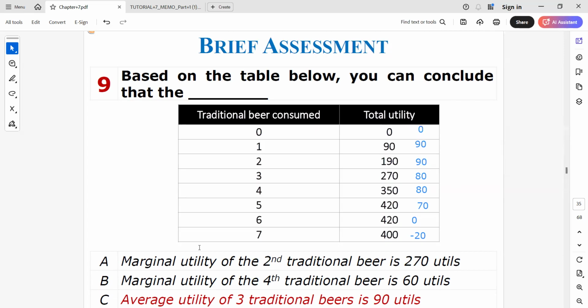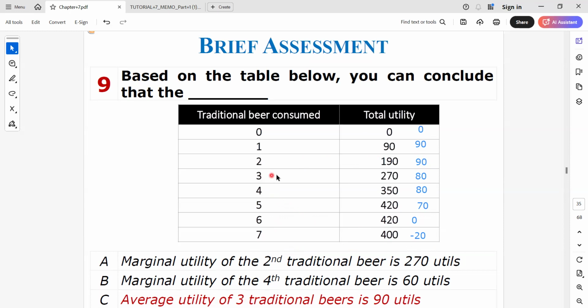And then they're saying that we concluded that marginal utility of the second traditional beer. So let's go to the second traditional beer. This is the second traditional beer. This is marginal utility. It's 90. No, the marginal utility is 90, so this one is not correct. Marginal utility for the fourth traditional beer is 60 utiles. No, it is not 60, it's 0.